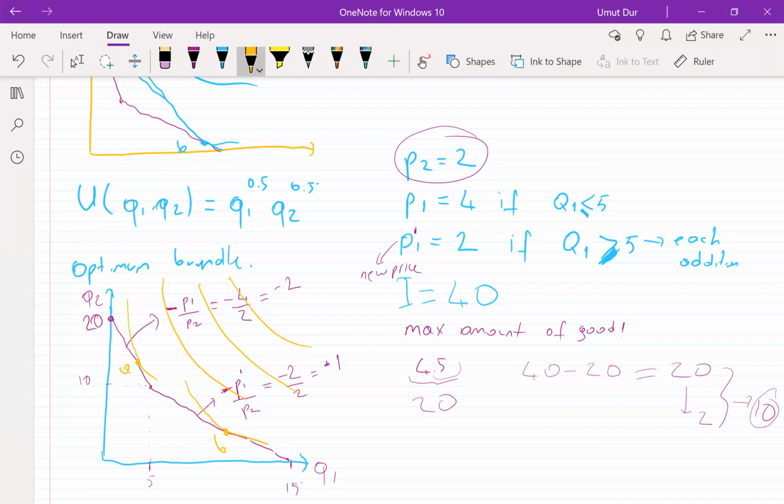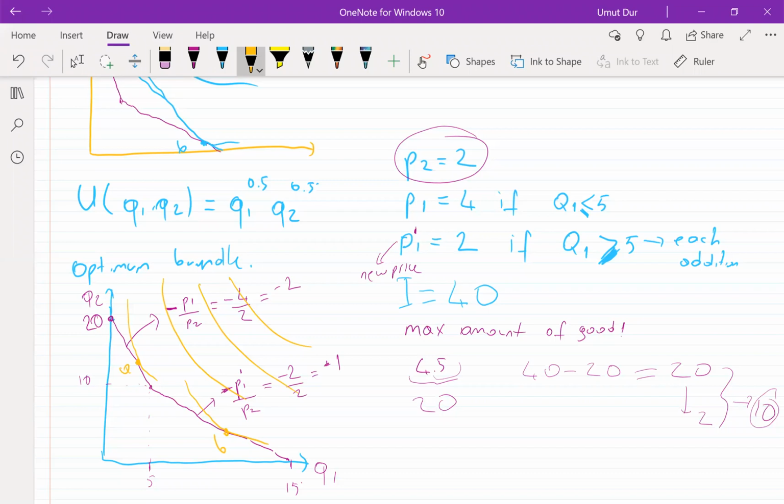What I need to be careful about is, if the equilibrium point is A, then the amount of good 1 that I am consuming needs to be less than 5, and the amount of good 2 is greater than 10. If the equilibrium point is B, then the amount of good 1 needs to be greater than 5, and the amount of good 2 needs to be less than 10. I will just check it.